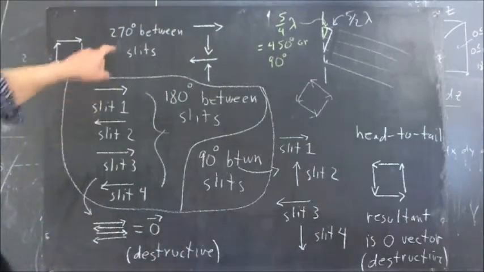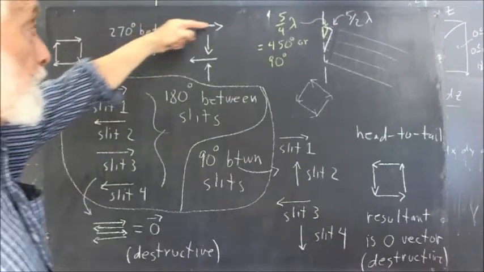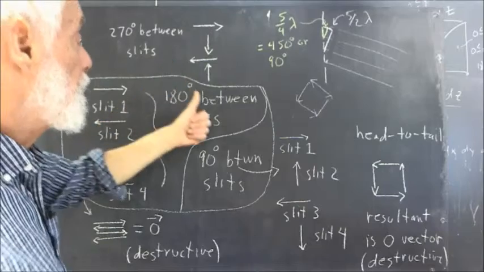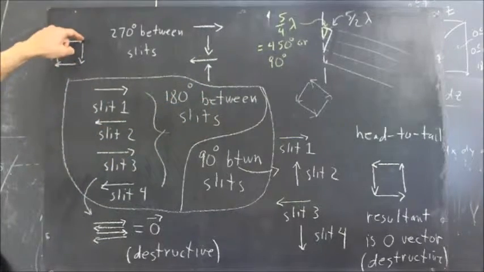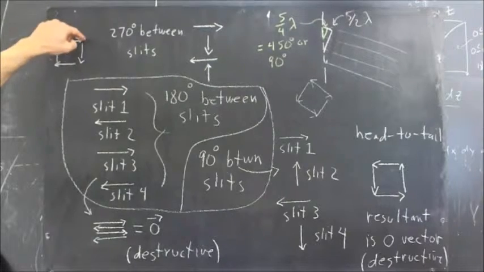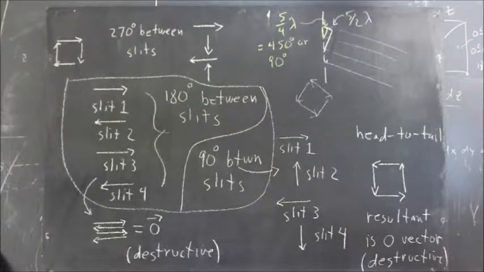If there's 270 degrees between slits, what's it going to be? Well, it's here, then here, then here, then here. You're going to have the same thing. You've got to start here, go over here, down here, here, here. You're back where you started. So that's pretty much the idea of phasor diagrams.